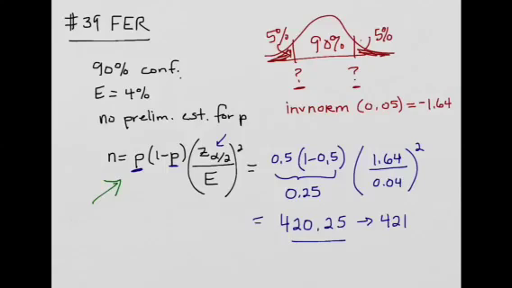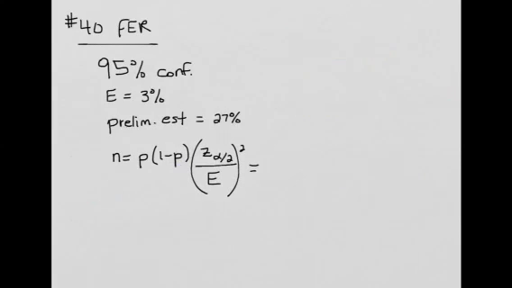So let's take a look at the next problem. In this problem, I want a 95% confidence level, the margin of error is 3%, and I'm given a preliminary estimate for P. So I can go ahead and use that in my formula, put in 0.27, 1 minus 0.27, times, again I'm going to have to find my z value, so let's put in our margin of error, which is 3%, and I square that. So now I need to find z.